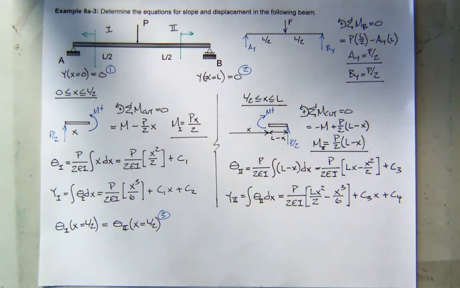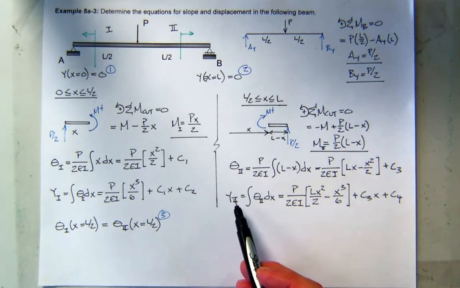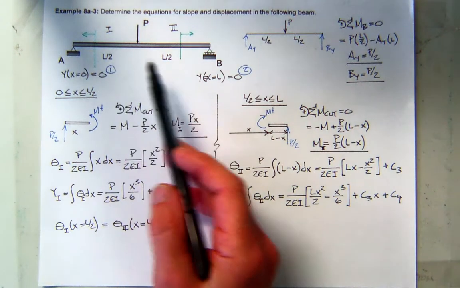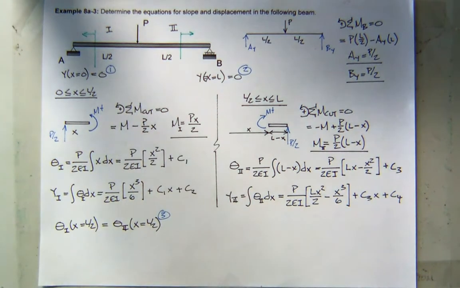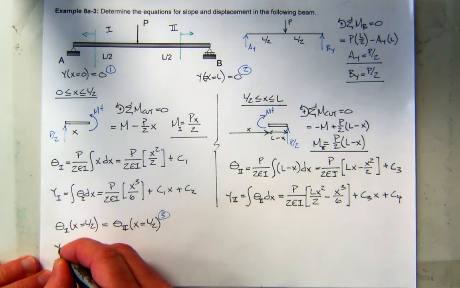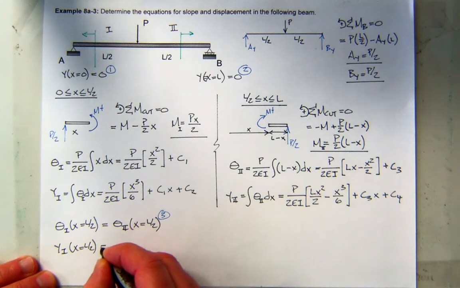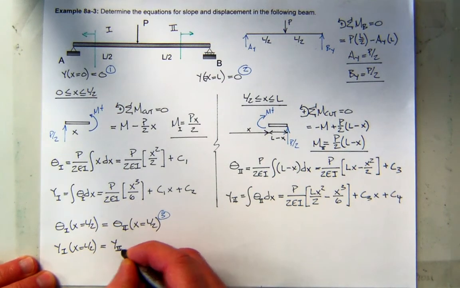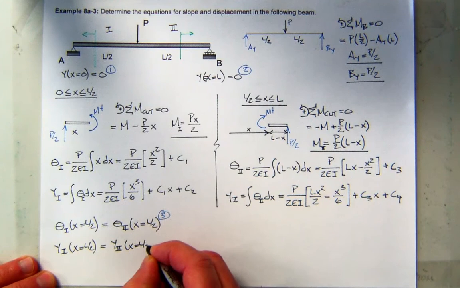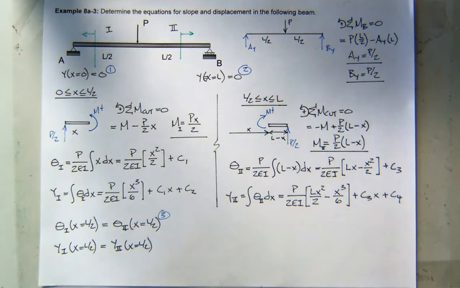What else do I have? I match the slope. What else can I match? Come on, play along. We only have one more equation. We wrote a slope equation. Is the displacement suddenly going to change at L over 2 when you cross from region 1 to region 2? No. I hope not. If that would happen, you would probably have a failure of your structure. So that means that the displacement in region 1 at x equal L over 2 is equal to the displacement in region 2 at x equal L over 2. See how easy that is?